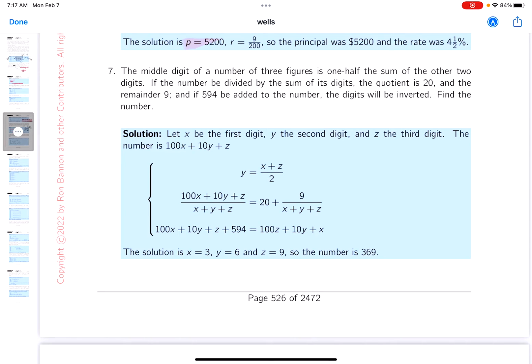Okay, let's start at the beginning. Just simply read through it. And it goes on to say the middle digit of a number. And typically, when they say number in this text, it means integer. And we have a 3-digit integer at this point.